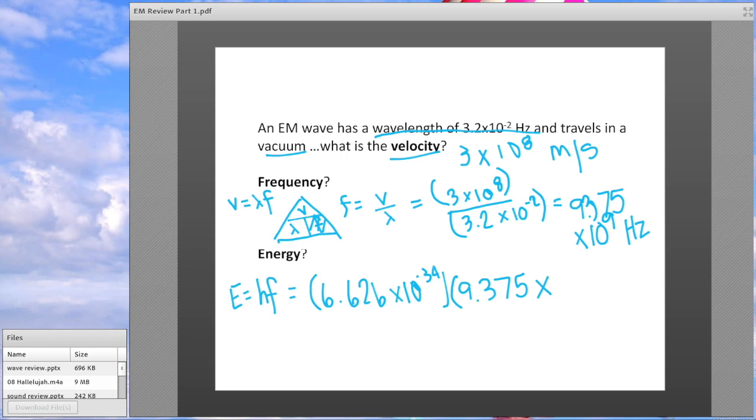And then if we wanted to solve for our energy again, we could do energy is H times F. And again, in the test, it actually gives you this number, 6.626 times 10 to the negative 34. They call this Planck's constant. And I think there's a question on the test.